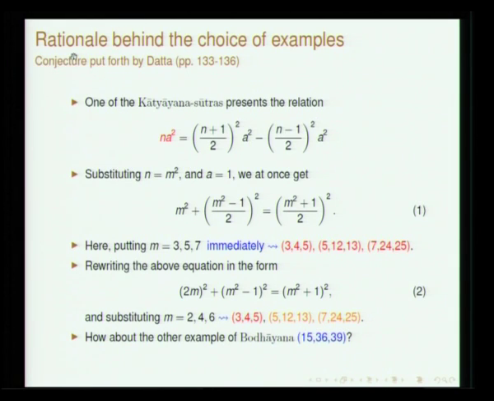For instance, if we look at one of the relations which has been given in Katyayana Sulbasutra. So, this is an algebraic relation. See, n a square can be written in this particular form. Is it fine? Katyayana Sulbasutra does not present it in this particular form, but in a certain context. In finding the value of root n, you find a certain description which can be written in this particular form. Okay.